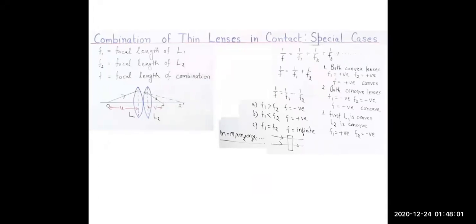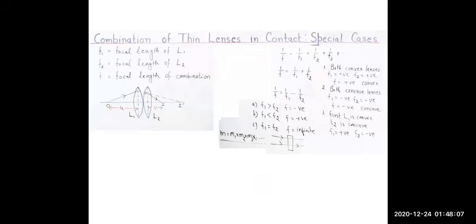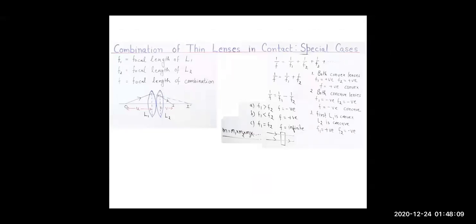Okay children, and this is our special case which we have done, that it depends upon the types of lenses, whether you are having both convex lenses, or both concave lenses, or if the first one is convex and the other one is concave. Then according to that, the sign of the focal length will change, and with the change in the sign, you are going to get the difference. Okay, this you can go through. This is very simple and fine.